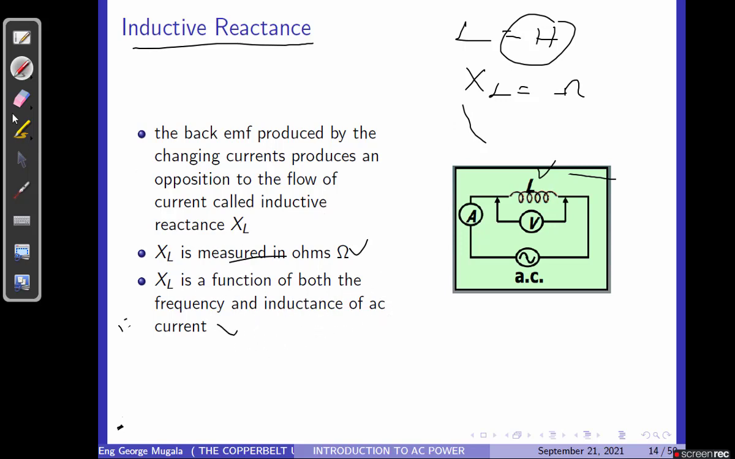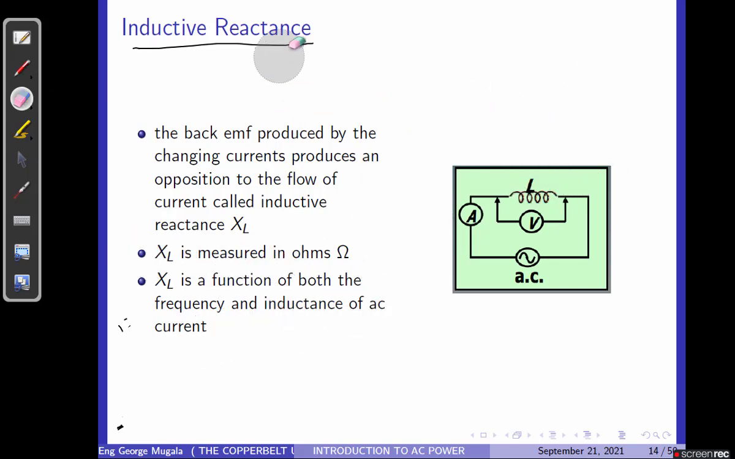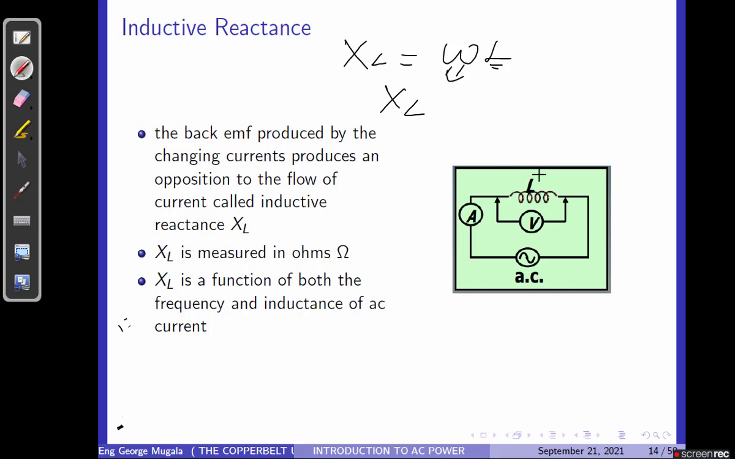Now, I want to take this advantage now to show you how we calculate XL. So XL, which is called the inductive reactance and is a very useful parameter, is calculated as XL equals omega L. Now, what is omega? Omega is the angular frequency, and we multiply this angular frequency times the inductance of the coil. So for example, if I have this circuit, let's say L is giving us 2 Henry.